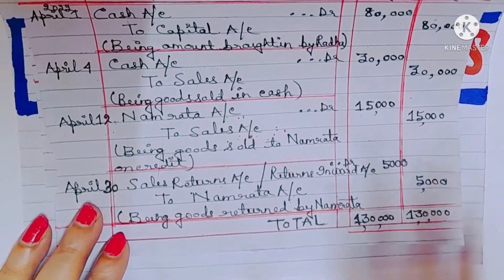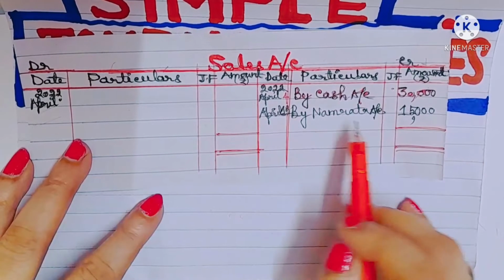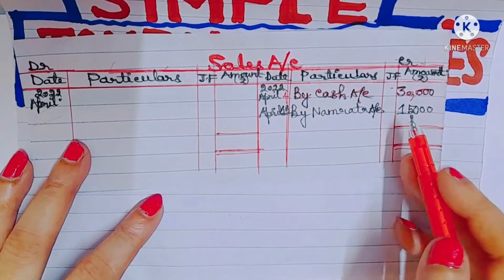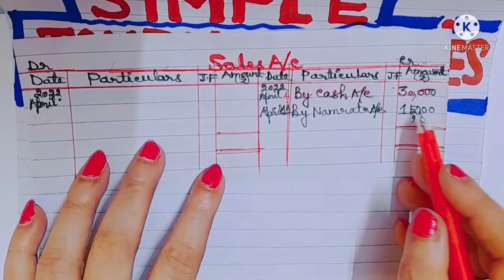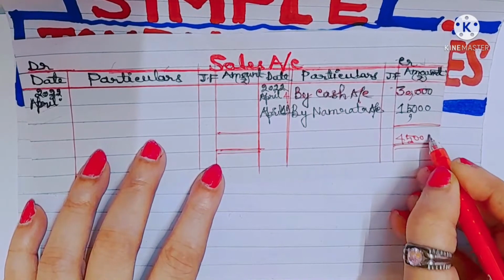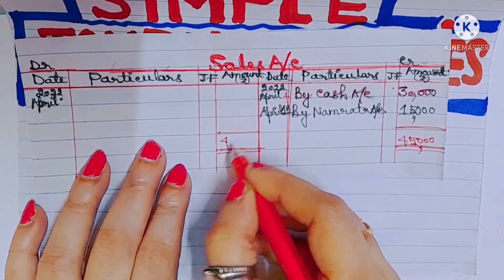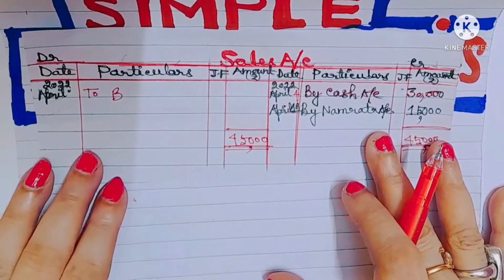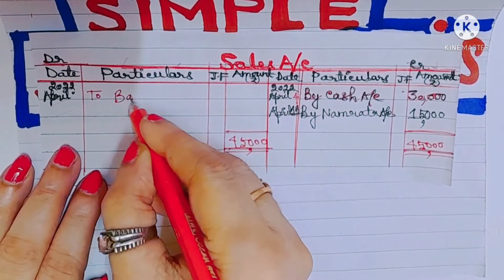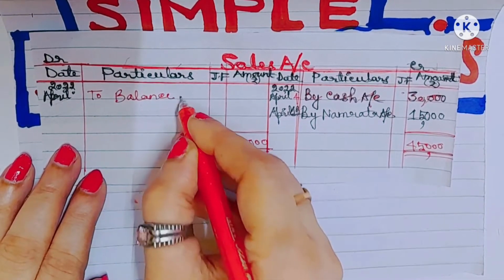Let's do it. Now tell me which side is greater. Obviously credit side is greater than debit side. What is the total of credit side? 30,000 plus 15,000, that means 45,000. So let's write 45,000 on both sides. Which side has the shortfall? Obviously on the debit side. So let's write to balance CD.